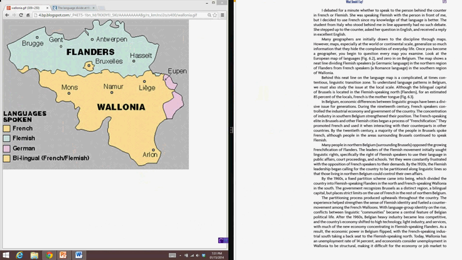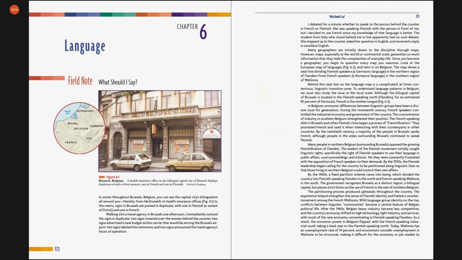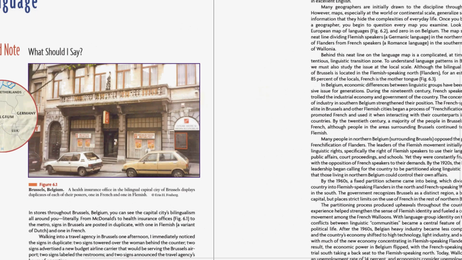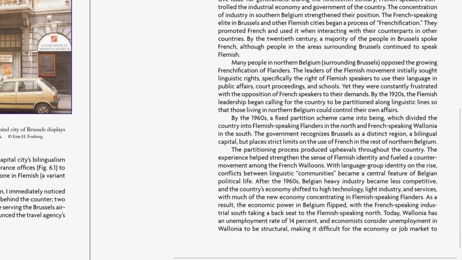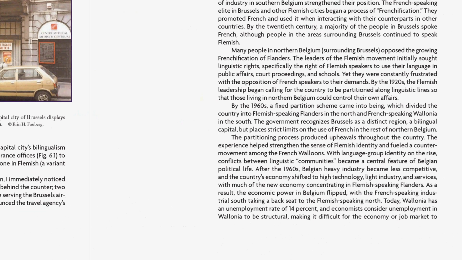But let's look a little bit closer. In this book here, it mentions that economic differences between linguistic groups have been a divisive issue for generations, and it goes more into detail. It says that by the 1960s, a fixed partition scheme came into being, talking about the boundary between the two. The government recognizes Brussels as a distinct region, a bilingual capital.